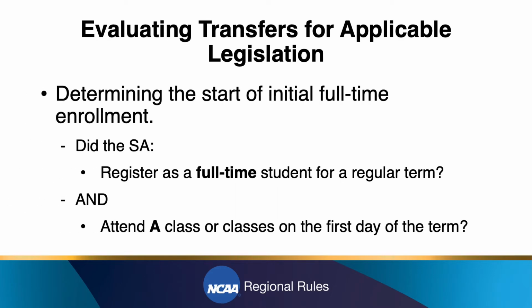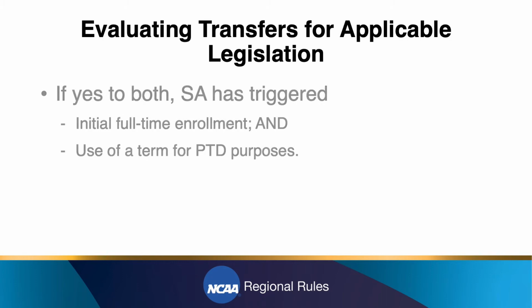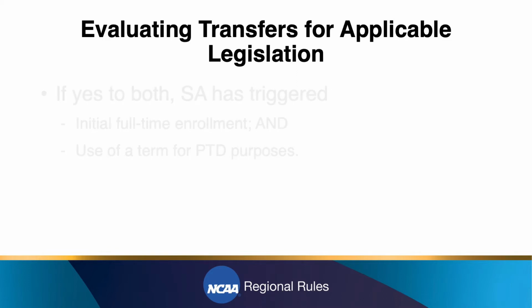The first step when evaluating a transfer student athlete is to determine when he or she triggered initial full-time enrollment. These two questions will provide guidance to determine if or when the student athlete triggered initial full-time enrollment. So ask yourself, did the student athlete register as a full-time student for a regular term? And did he or she attend a class or classes on the first day of the term? The answers to these two questions will help to determine the applicable legislation for the respective transfer student athlete.